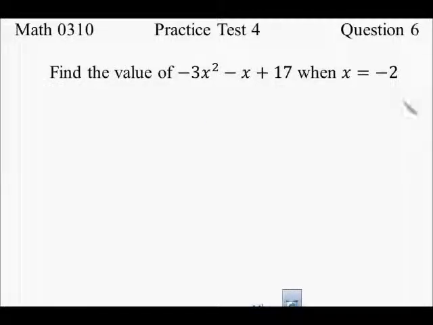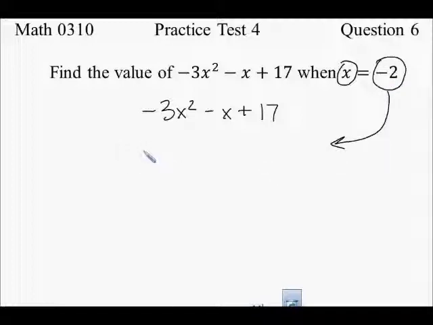Question 6. Find the value of negative 3x squared minus x plus 17 when x is equal to negative 2. So what they're saying is everywhere we have an x in this expression, we want to put negative 2 in its place. And we notice we're going to have some negative signs here. We're also going to have an exponent. So to make it easiest, when we plug in our x value into each occurrence of x in this expression, we really want to plug it in parentheses, I think is best. So if x is negative 2, let's go ahead and make the substitution there.